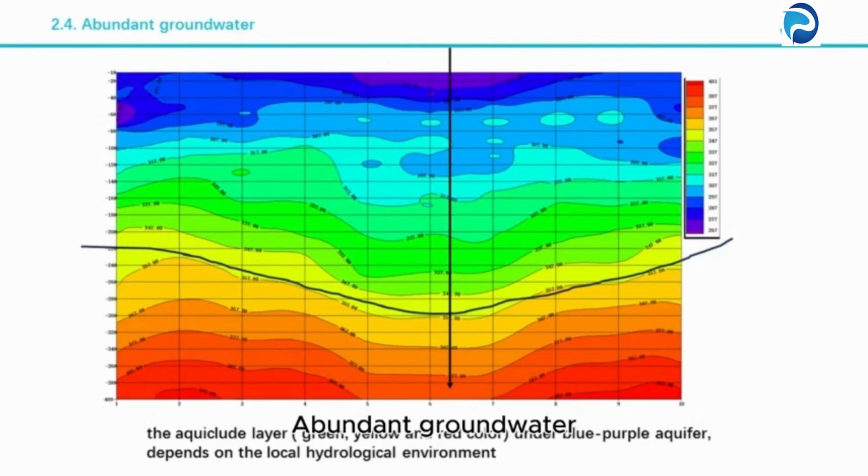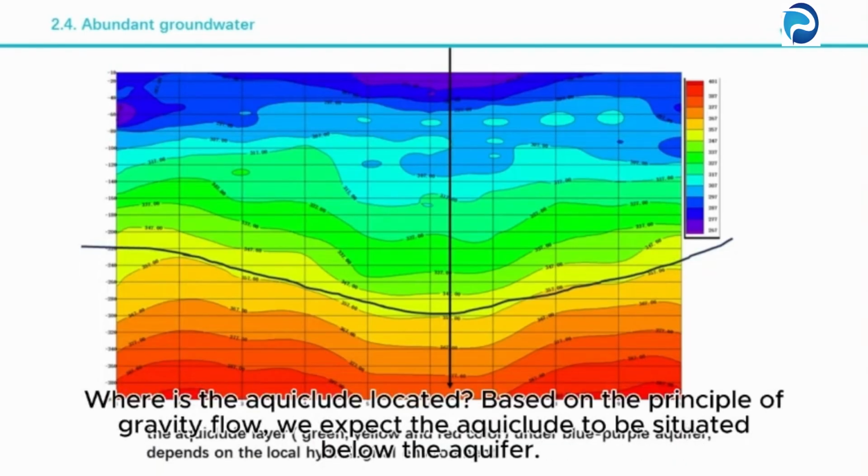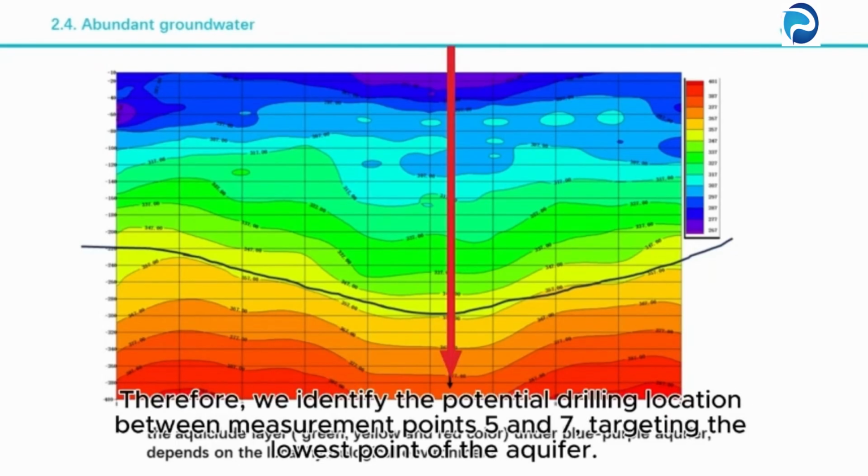Abundant groundwater. This image shows that the blue-purple areas represent unconsolidated geological formations containing aquifers, which exhibit low resistivity anomalies. Where is the aquiclude located? Based on the principle of gravity flow, we expect the aquiclude to be situated below the aquifer. Therefore, we identify the potential drilling location between measurement points 5 and 7, targeting the lowest point of the aquifer.